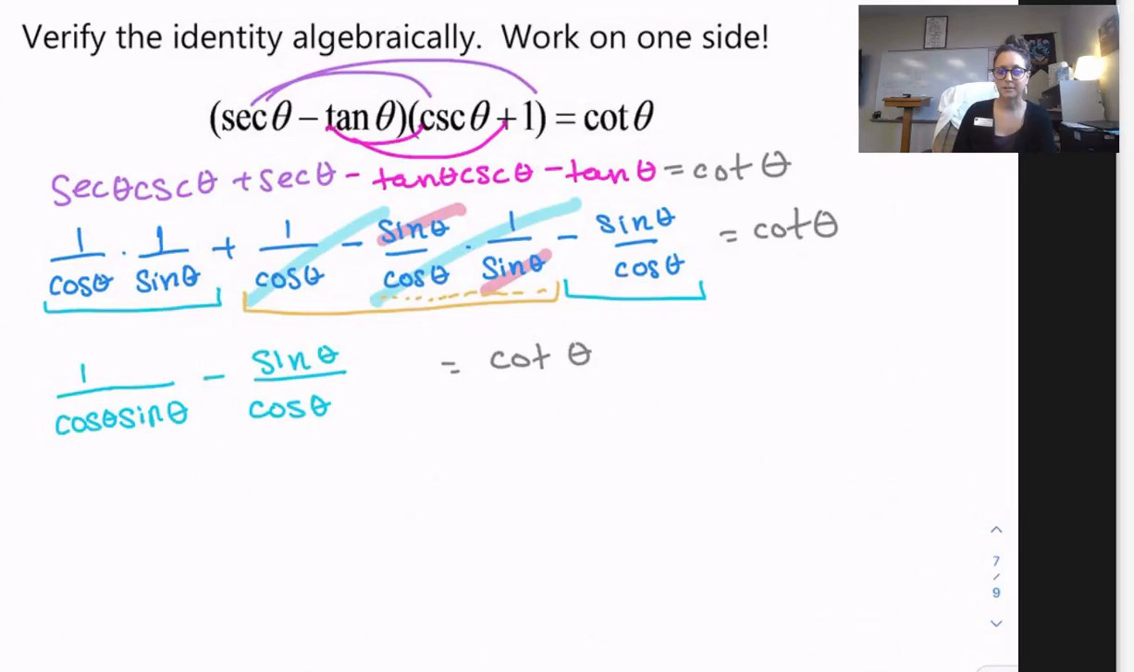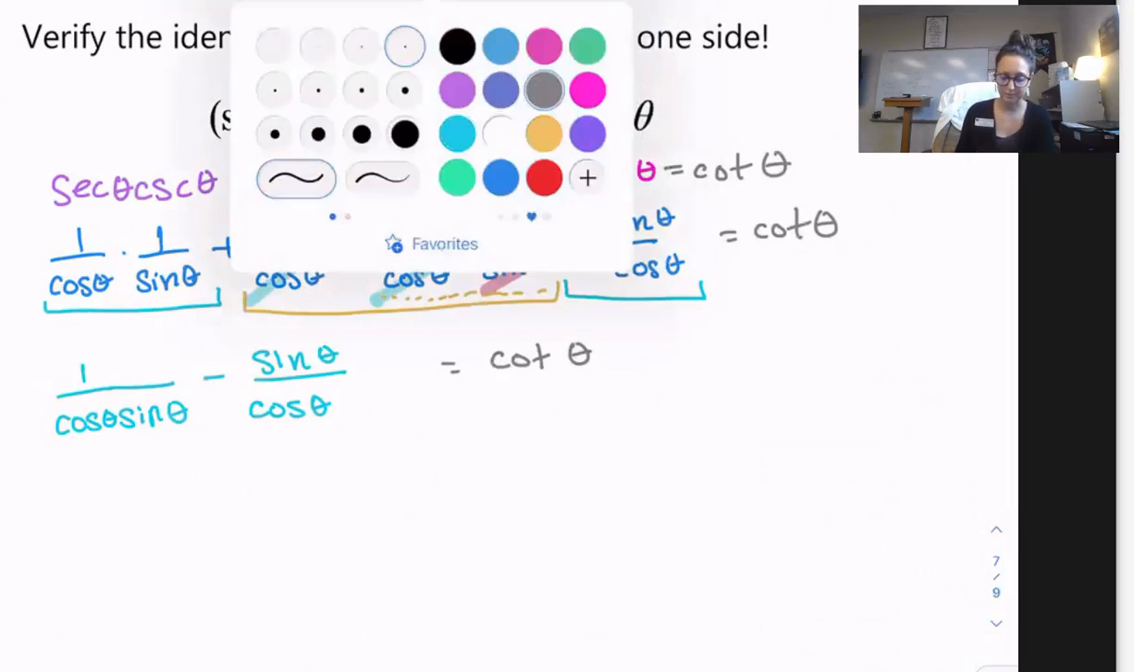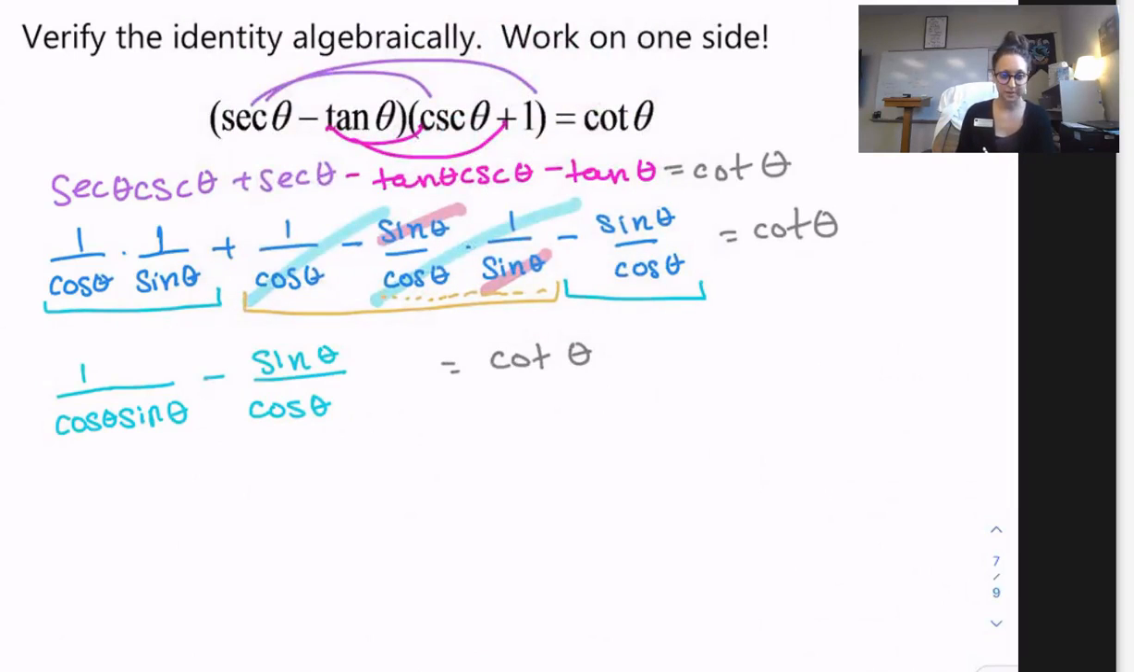All right, well, when I've got fractions that I'm subtracting, if I want to combine them, I need to get a common denominator. So in this case, you'll notice my common denominator is cosine of theta times sine of theta. This fraction is missing the what? It's missing the sine of theta. So I'm going to go ahead and input sine of theta in the numerator and denominator. All right, so now I can go ahead and subtract those two fractions since they have the same denominator. Now I can go ahead and subtract the numerators.